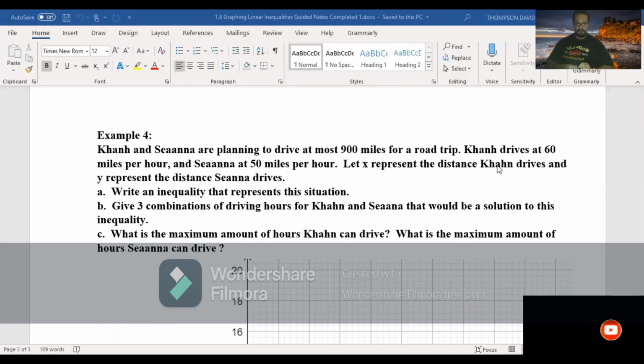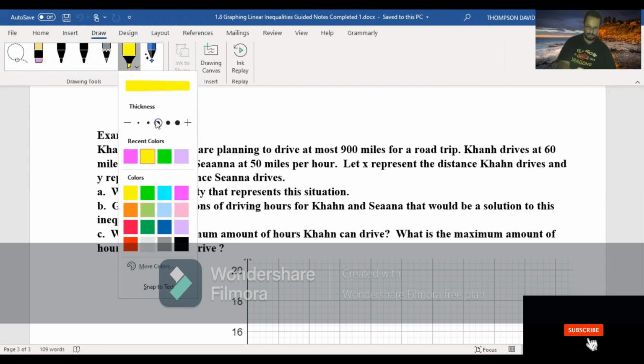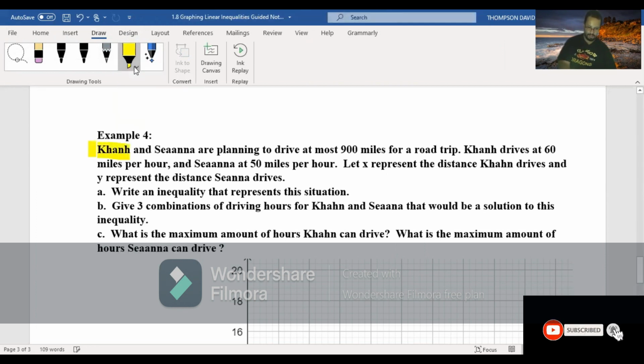In this example, we'll go over our problem. Con and Shauna are planning to drive at most 900 miles for a road trip. Let's highlight Con in yellow and the details for Shauna in pink. So Con will be yellow, Shauna will be pink. And they're going to travel at most 900 miles. We'll highlight that important detail in green.